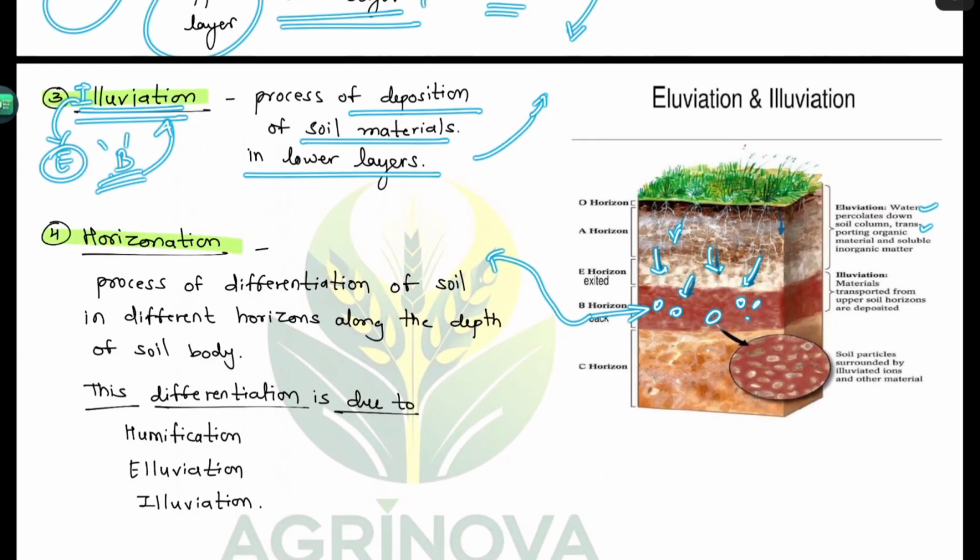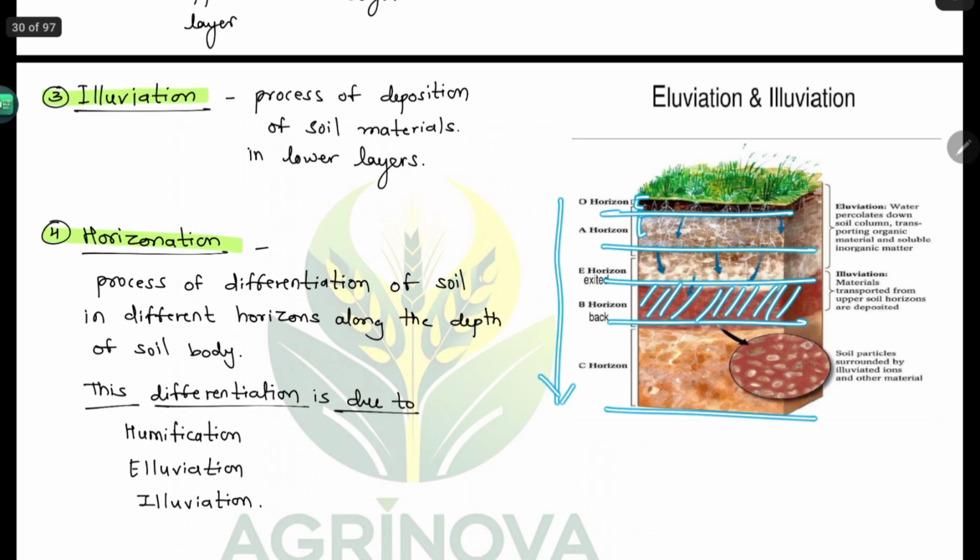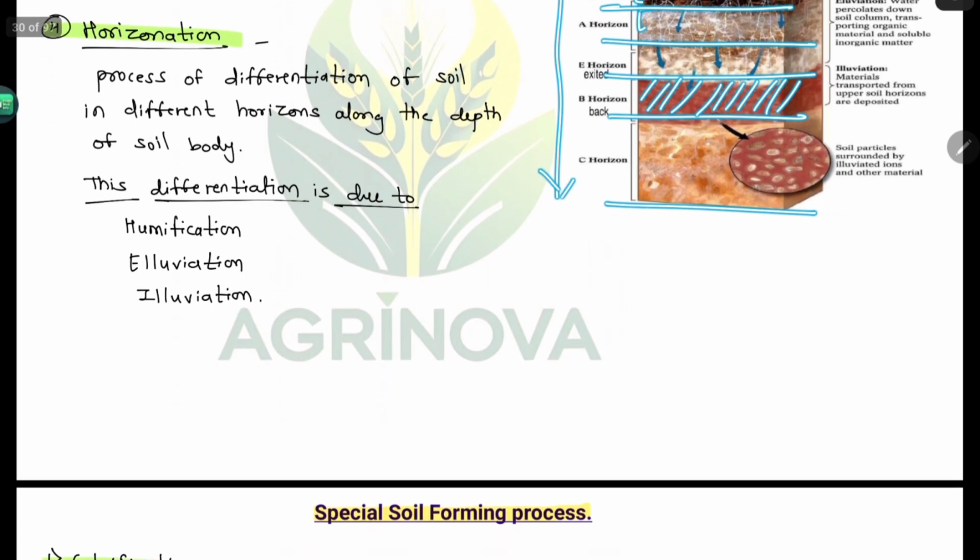Then next, horizonation. So what do you mean by horizonation? Basically it is the process of differentiation of soil in different horizons. So you can see here in the image the layers of soil in different colors, basically the formation of horizons along the depth as we go beneath the soil. So basically it is the result of all these three processes: humification, elution and illuviation.